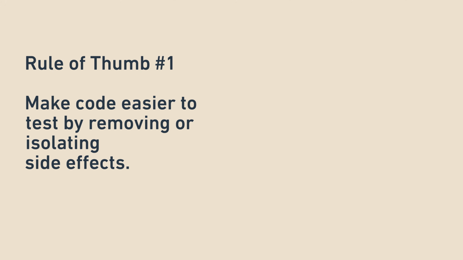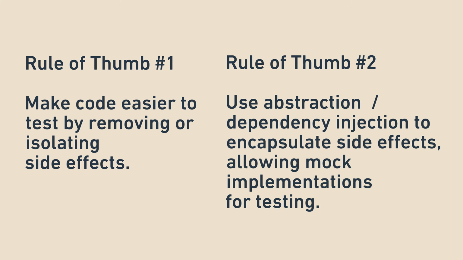Remember our rule of thumb number 1. Make code easier to test by removing or isolating side effects. And let's add our rule of thumb number 2. Use abstraction or dependency injection to encapsulate side effects so that you can write mock implementations for testing.